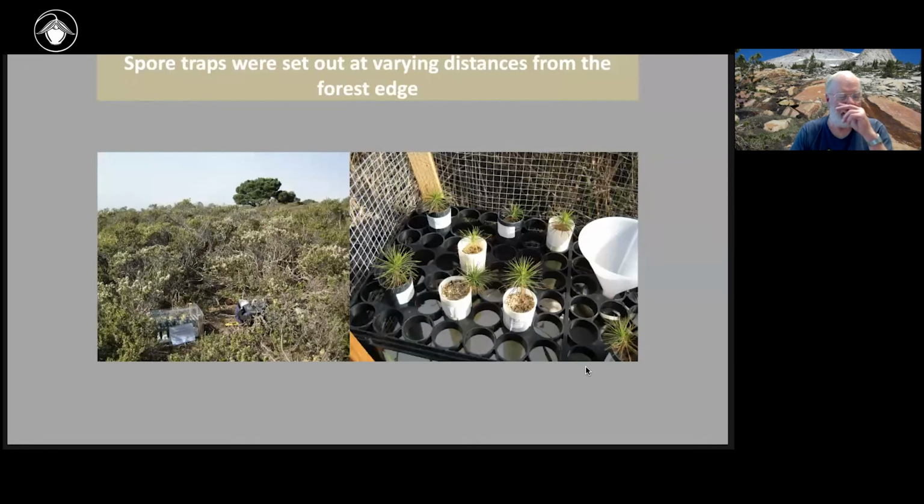So to measure how many spores and how effective that was, we put out uncolonized seedlings out into the coyote bush here at various distances from trees, and also collected rainwater here. And in the rainwater, we could spin it down and quantify the Suillus spores that were in it.